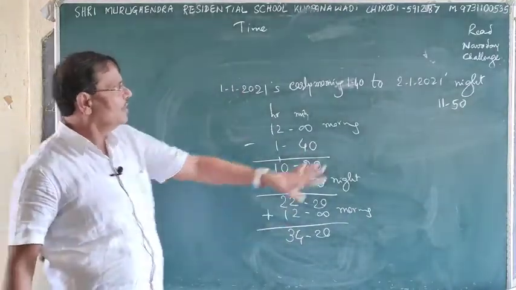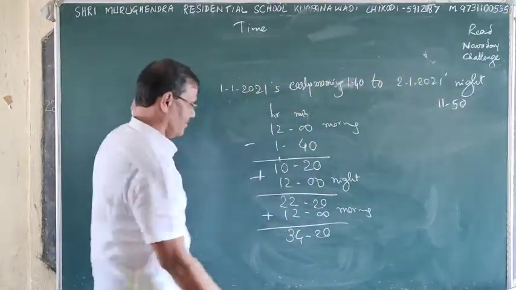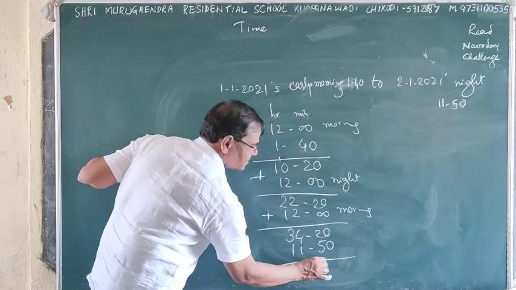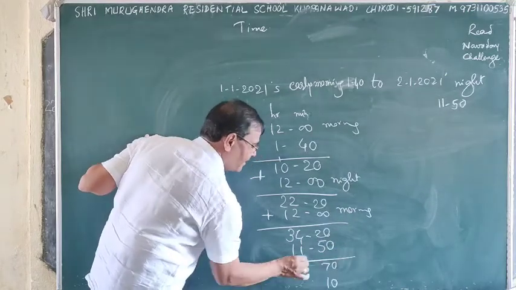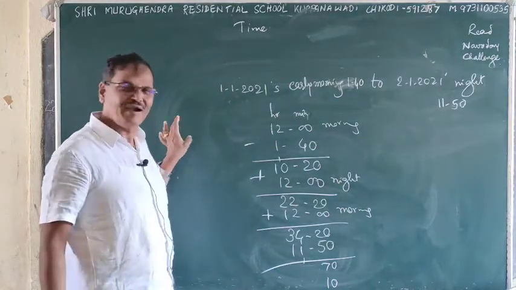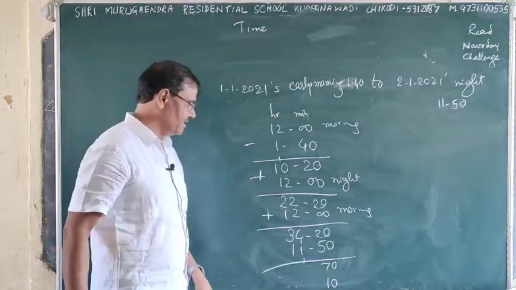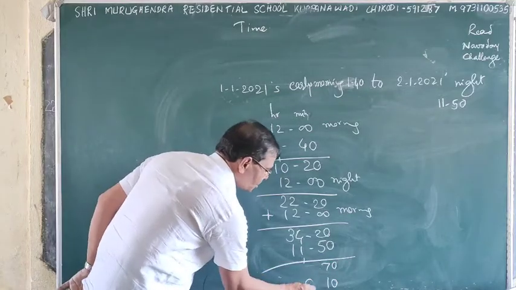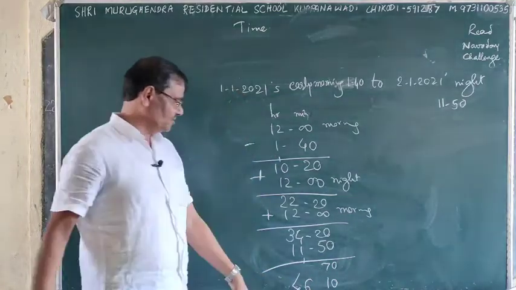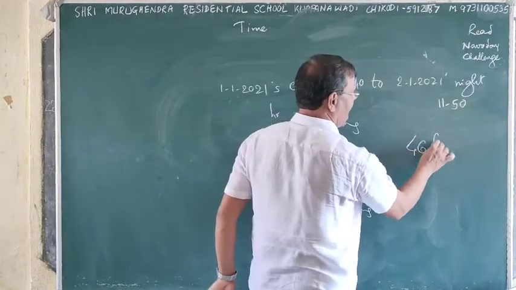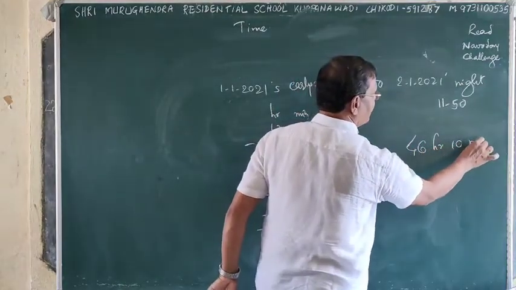Then up to 11:50, means 70 is 10 and 1 hour 10 minutes, it is 70 minutes minus 60, then it is 46 hours 10 minutes. 46 hours 10 minutes.